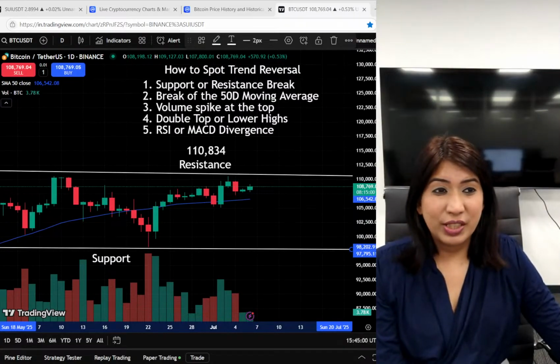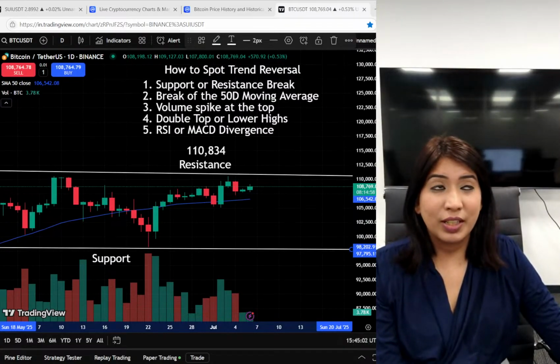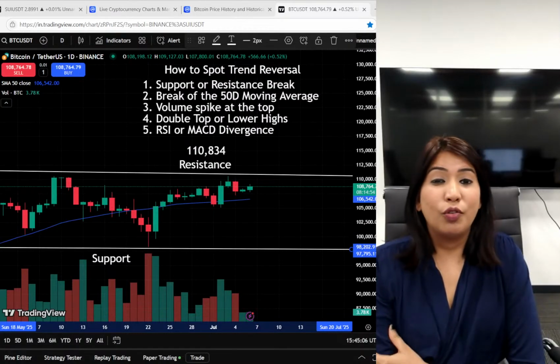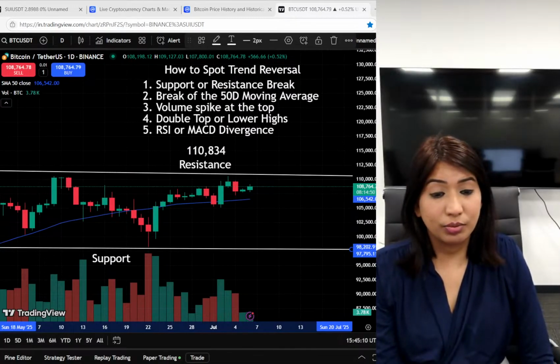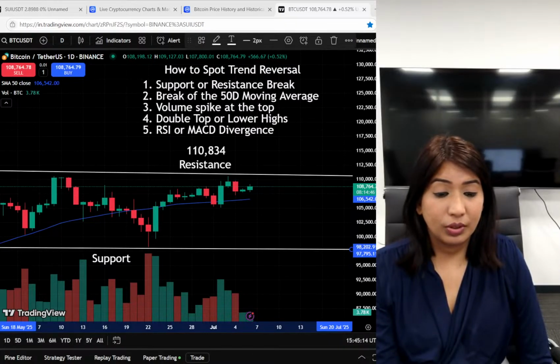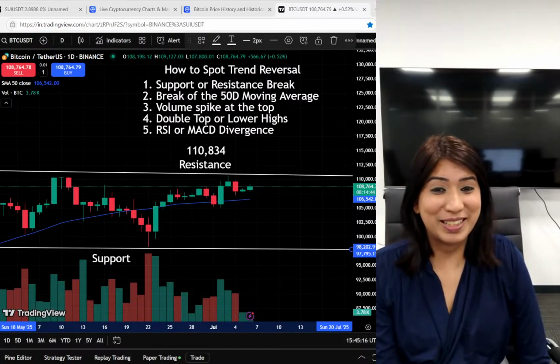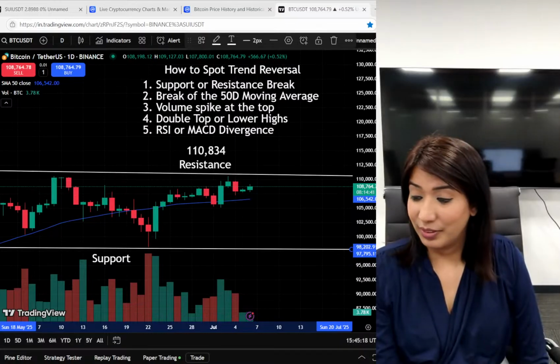Did I just mention overbought as more than 70? I don't know if I said it by mistake. Overbought is more than 70 and oversold is less than 30. I don't know if I said it the other way around. So do forgive, sometimes I make mistakes. So yeah.